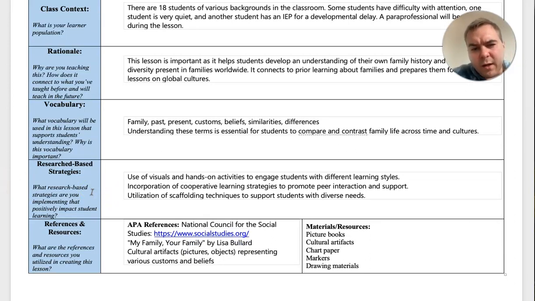Some of the vocabulary: family, past, present, customs, beliefs, similarities, differences. Understanding these terms is essential for students to compare and contrast family life across time and culture.